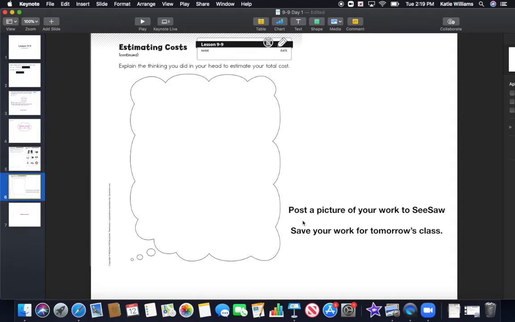After you do that, please post a picture of both of your pages of your work to Seesaw, and then save this for tomorrow's class. Tomorrow we're going to go back, we're going to review it, revise it, make any changes to make sure if someone else was looking at it, they'd be able to understand. And we'll also look at some sample answers.